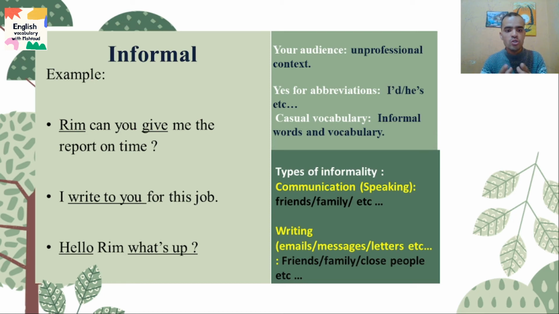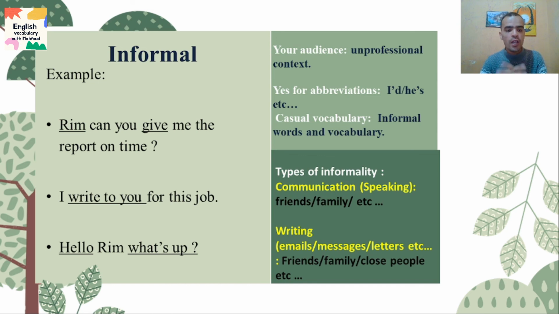Second, I write to you for this job. Before, in the formal part, we have seen: I am writing to you to apply for this job. So here, I write to you for this job, as if someone is asking a friend or someone in charge with whom they share a close relationship, in a very casual and informal way. This is very informal. Don't use it if you want to apply for a job, okay?